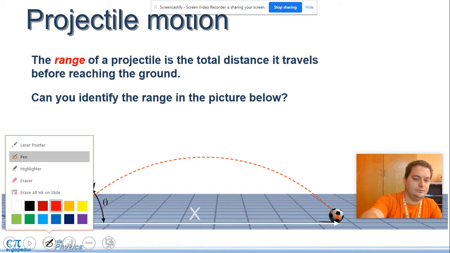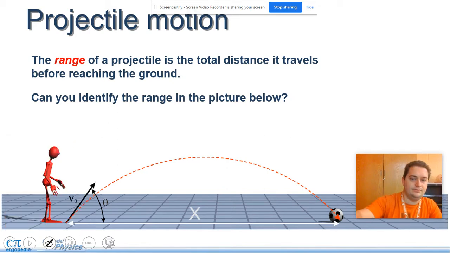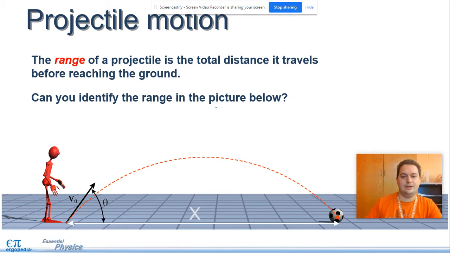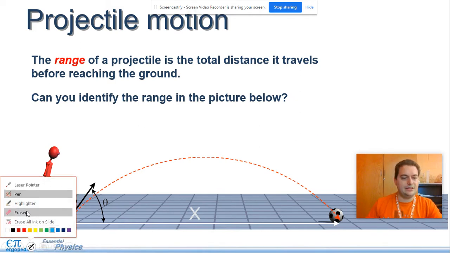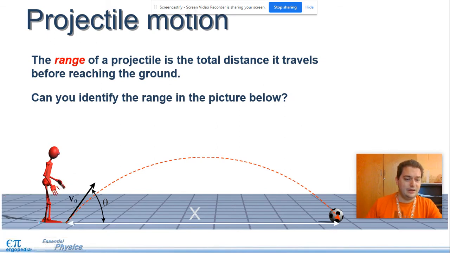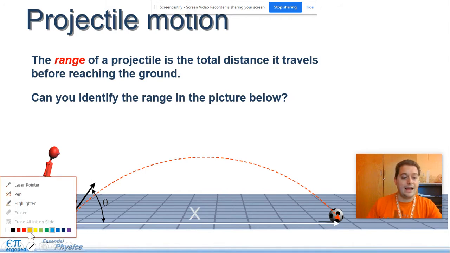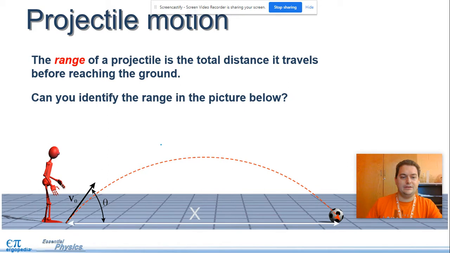The range, like I said, is our x on the x-axis. Now it's different from what you probably learned in math. Math often talks about range being on the y-axis, but here in physics, range is on the x-axis.